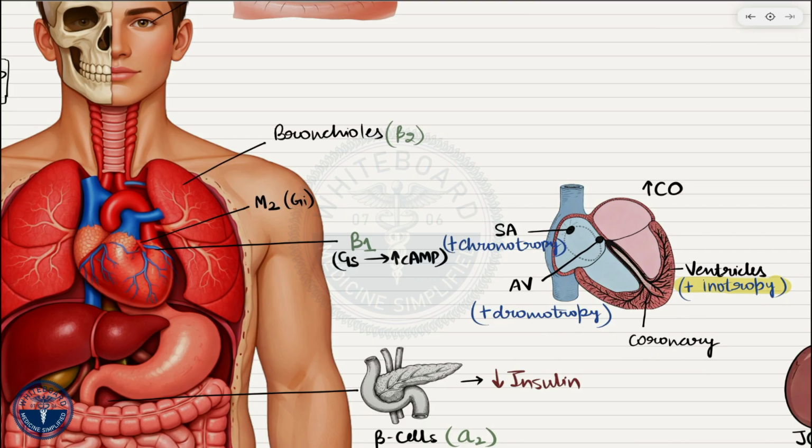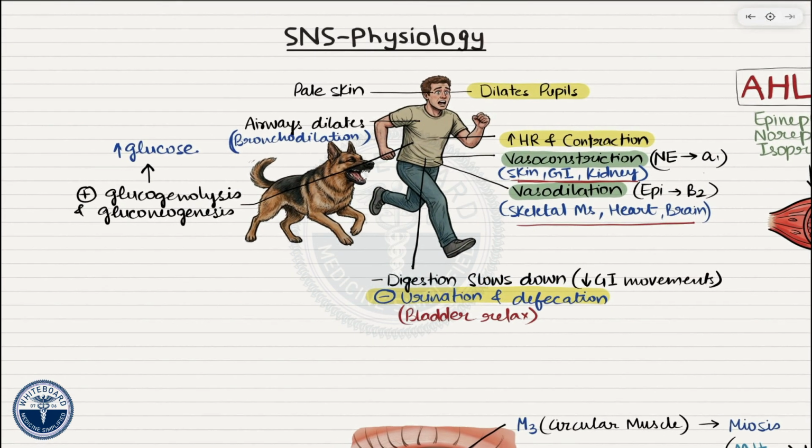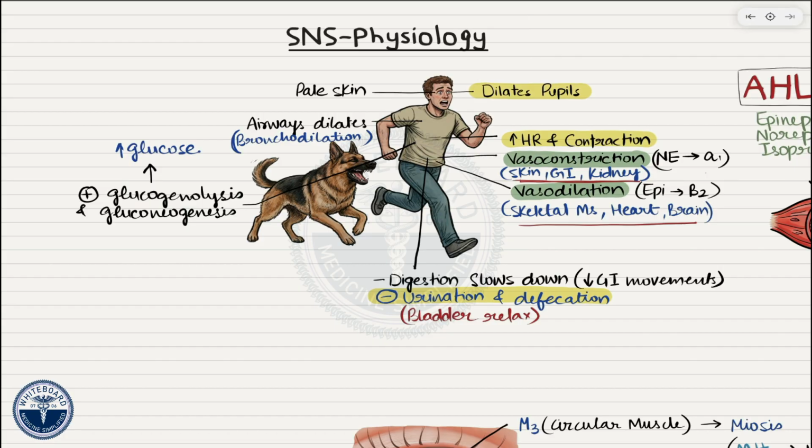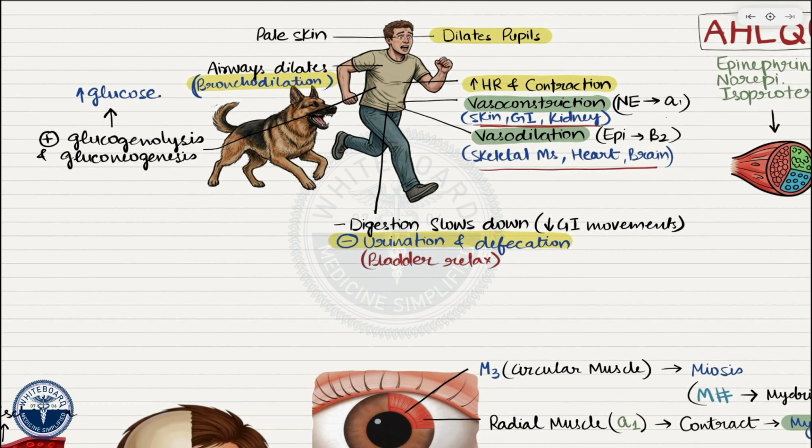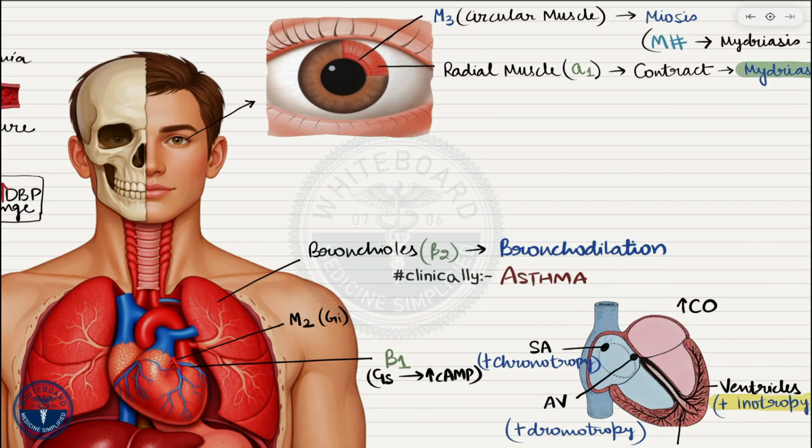When beta 2 receptors are stimulated, the smooth muscle present in the bronchioles relaxes, leading to bronchodilation. This effect is particularly important in patients with asthma, where narrowing of the airways makes breathing difficult. If we go back, this effect makes perfect sense. During a fight or flight response, the body needs more oxygen to support the increased activity of the heart and skeletal muscles. By dilating the bronchioles, beta 2 receptors allow more air to enter the lungs, improving oxygen delivery to the body. Mechanistically, beta 2 receptors are GS-coupled receptors.